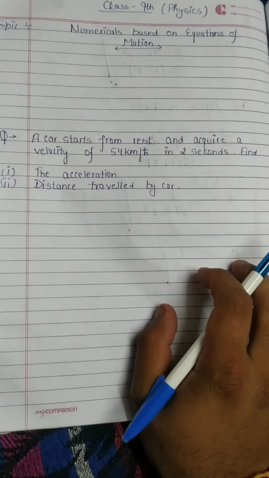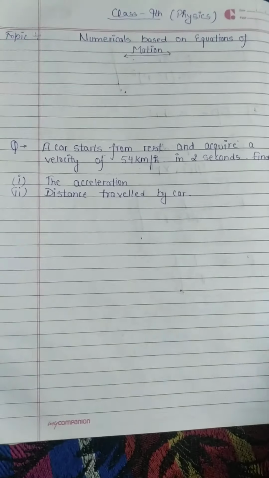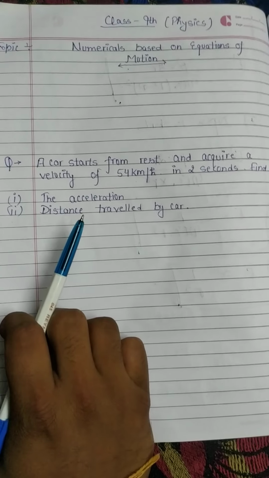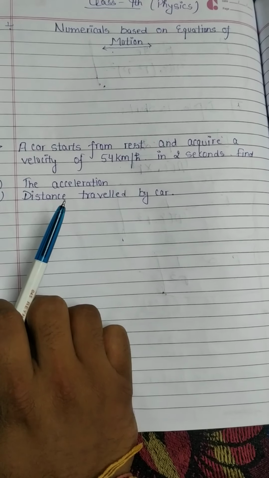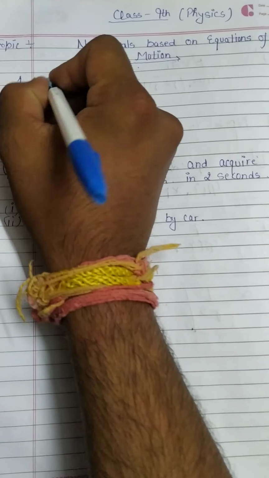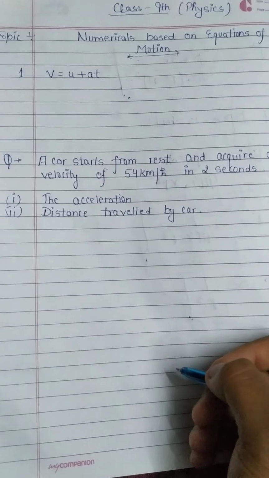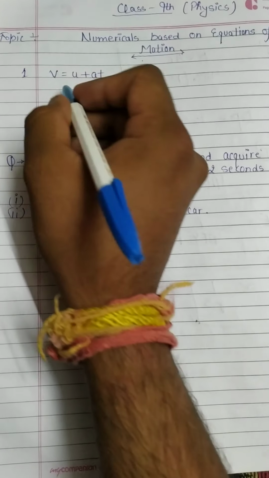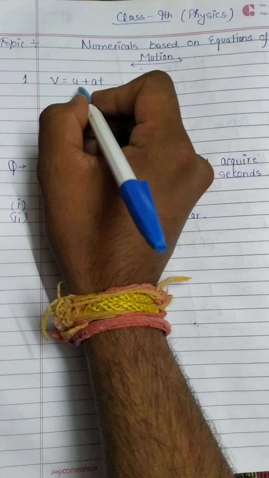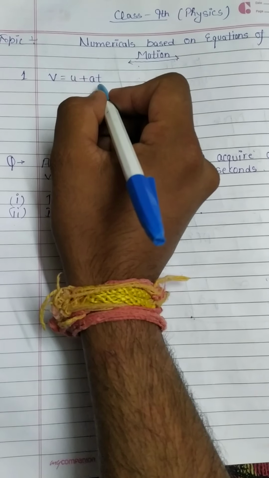Okay, students. So today's topic is numericals based on equations of motion. Now we had studied equations of motion, and we know that there are three equations of motion, in which the first equation of motion is v equals u plus at. This is your first equation of motion, where v is your final velocity, u is initial velocity, a is acceleration, and t is time.